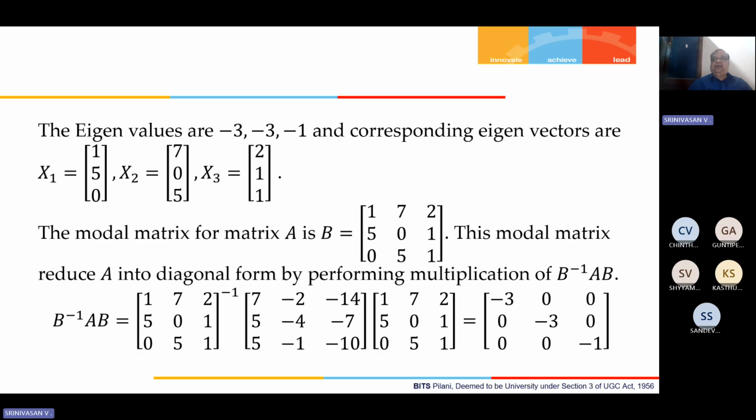We can denote it by B. Then for this matrix, you know how to find its inverse. There are two methods, by Gauss-Jordan method, or by 1 by determinant B into adjoint B. That will be the inverse. Then the multiplication B inverse A B will give you the result where you get only the diagonal elements. This is called a diagonalization of the given matrix, where all other elements will be 0. Then it is called a diagonal matrix, isn't it? And you can see that the diagonal elements will be nothing but the eigenvalues. You just see that: -3, -3, -1.